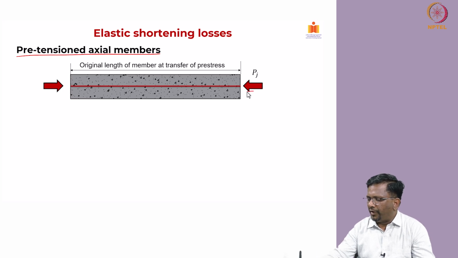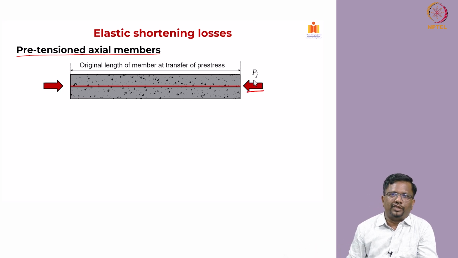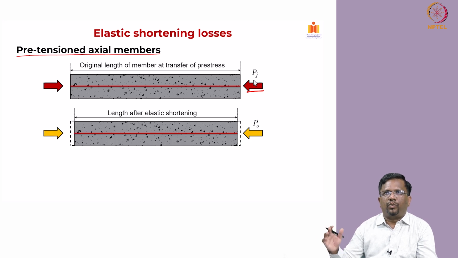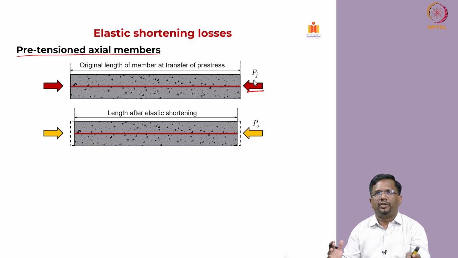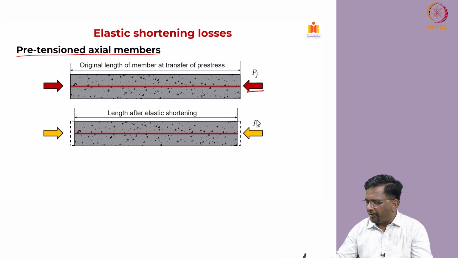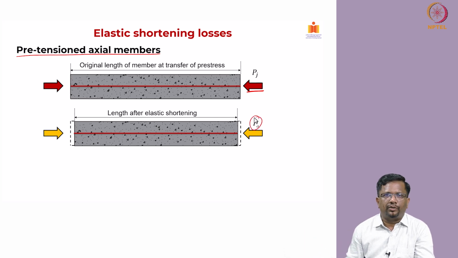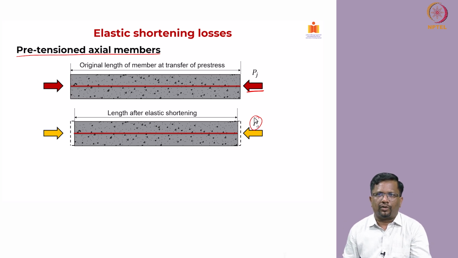And we know that the initial force is Pj, and we have already discussed this, right. Now, once you do the transfer, the member shortens and then the force becomes P naught, and this is what we are trying to find out. So, the difference Pj minus P naught is the prestress force that is lost because of the shortening that is happening in the concrete, right.